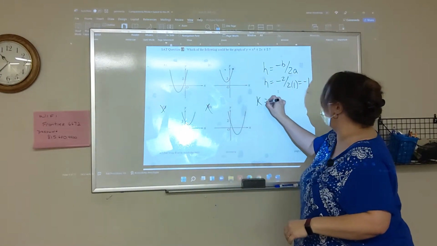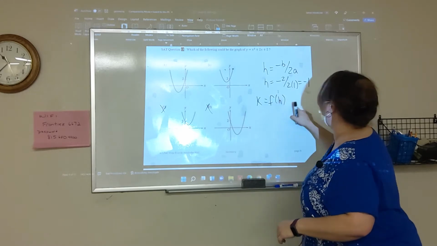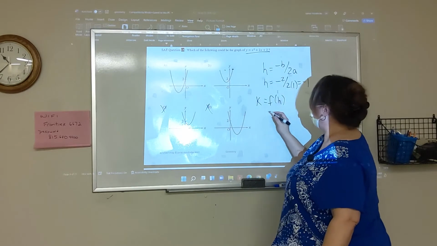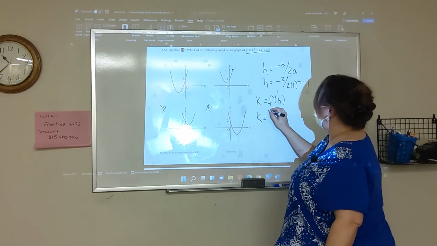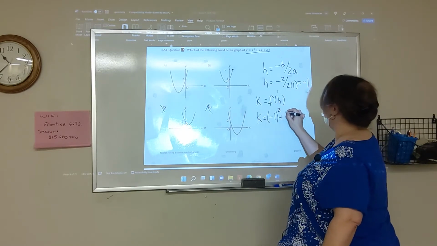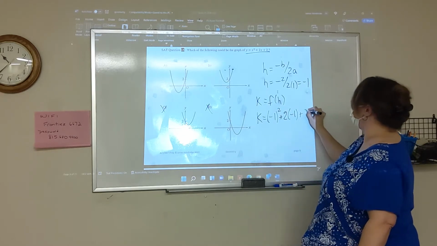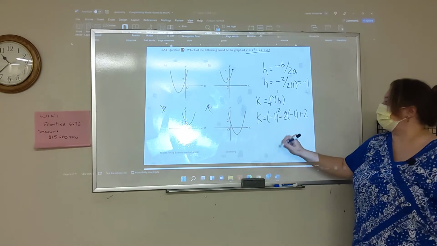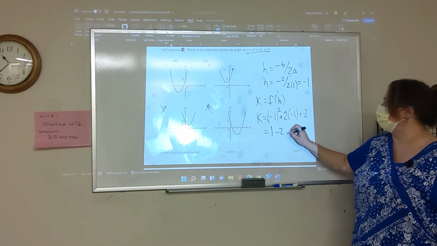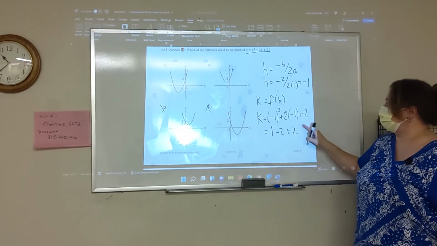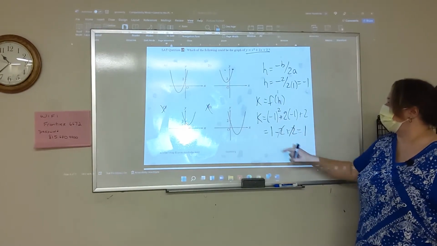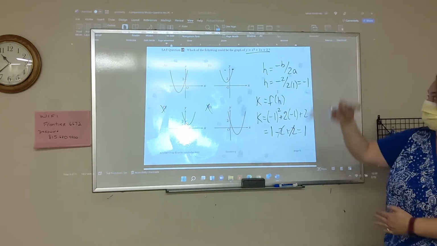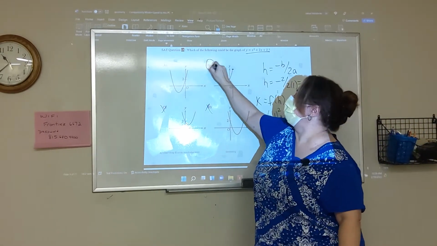Now, to get your k, k is f of h. In other words, take that -1 and plug it back into your equation. So k is going to be -1 squared plus 2 times -1 plus 2. And then just calculate that out. So -1 squared is 1. And then -2 plus 2, so these cancel, so it's just 1. So your k value is 1, which means it has to be up. So I have to be to the left, and I have to be up. So left and up is b.